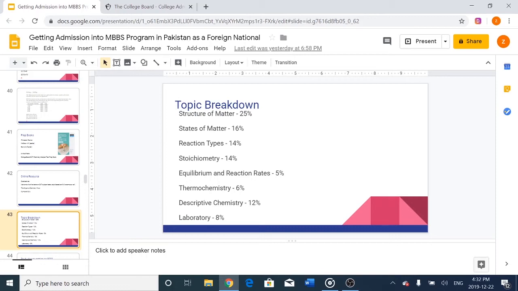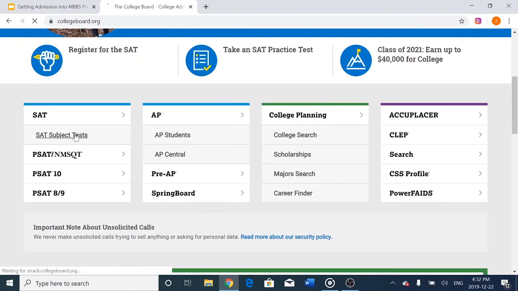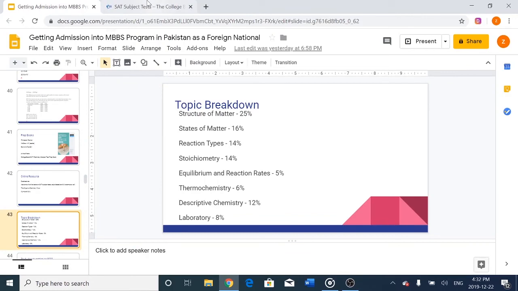Does this even matter? Well, this gives you an idea of what content is really on the test. So ideally, you want to really know your structure of matter really well because it's 25% of the test, let's face it, right? So this gives you a really good idea of what topics you should really be focusing on and know like the back of your hand, right? So we're going to go under the subject test and we're going to really look at the details of each of these topic breakdowns.